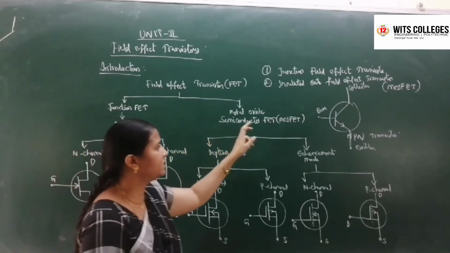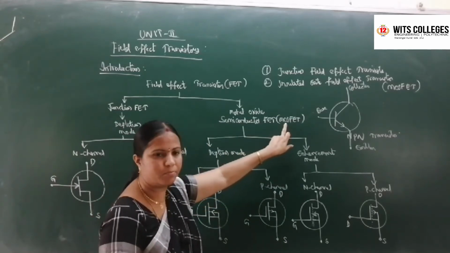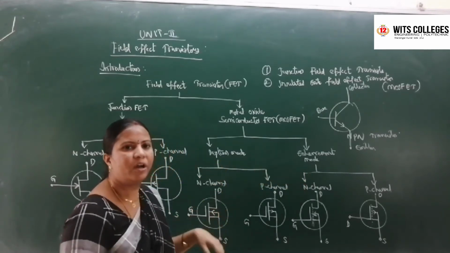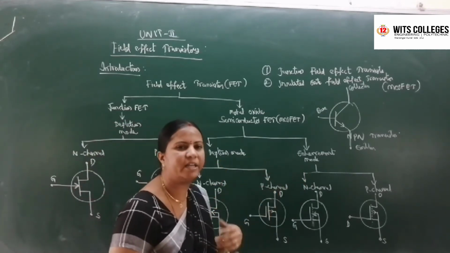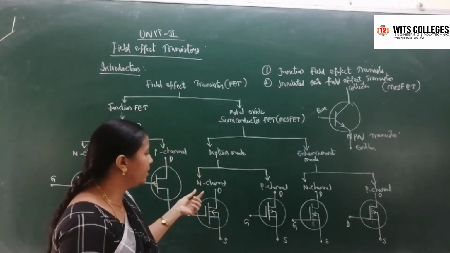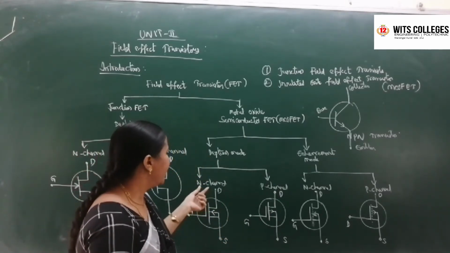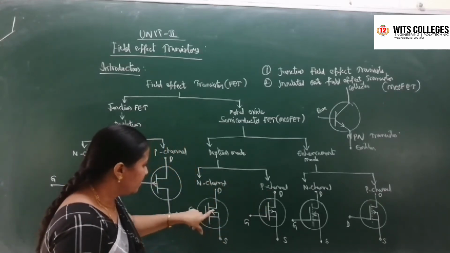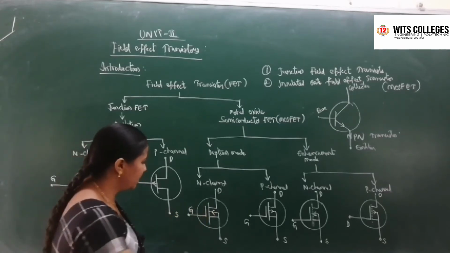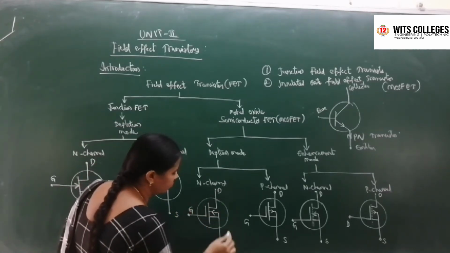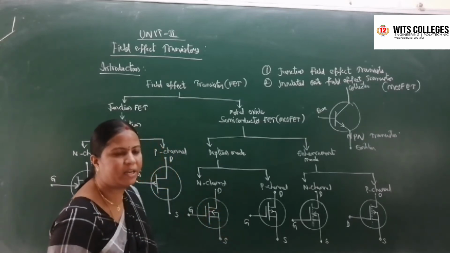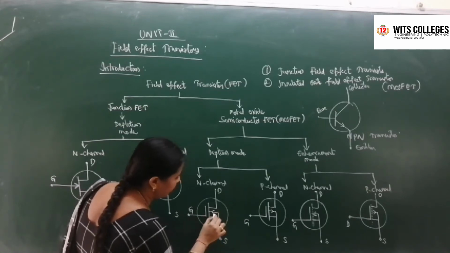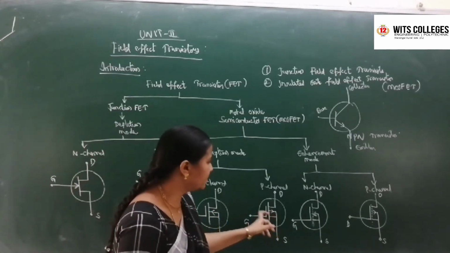So coming to the metal oxide semiconductor field effect transistor, or simply MOSFET, there are depletion mode and enhancement mode. In depletion mode the current decreases, in enhancement mode the current is going to be increased. Depletion mode is classified into two types, N channel depletion mode and P channel depletion mode. Coming to the symbol, here the arrow mark is inside. This is the symbol of gate, drain, source, three terminals. This is the symbol of N channel depletion mode. Here the arrow mark is inside, here the arrow mark is outside.